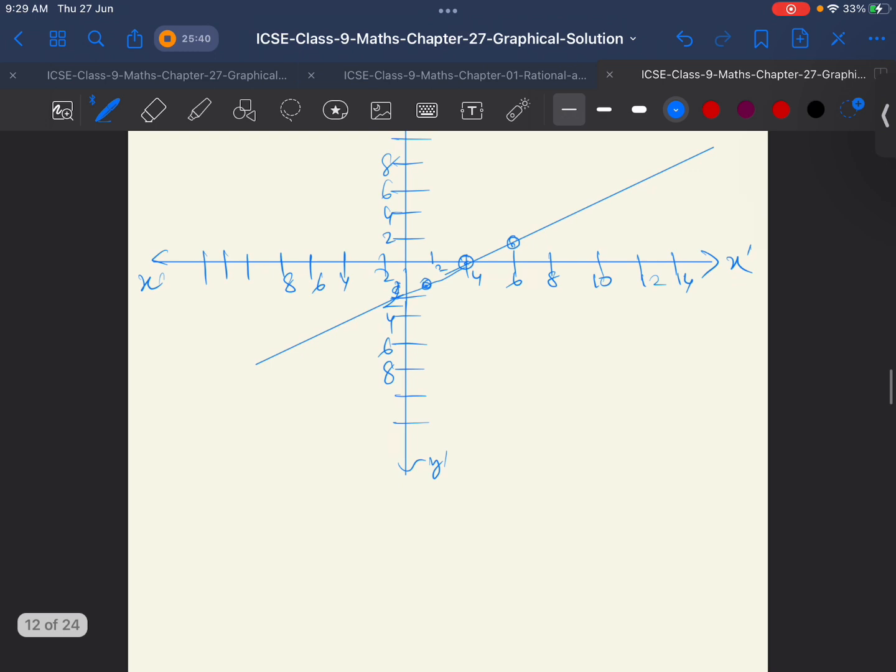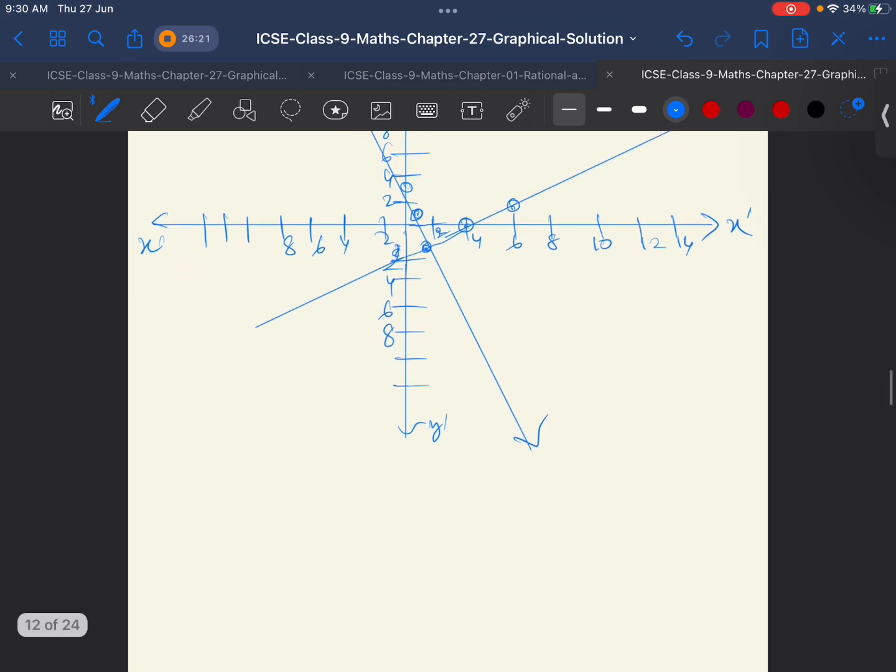Okay, so for the second equation, the 0, 3 point will be here, and 1, 1 is here, and 2, minus 1 is here. So we draw the line. This is the line.